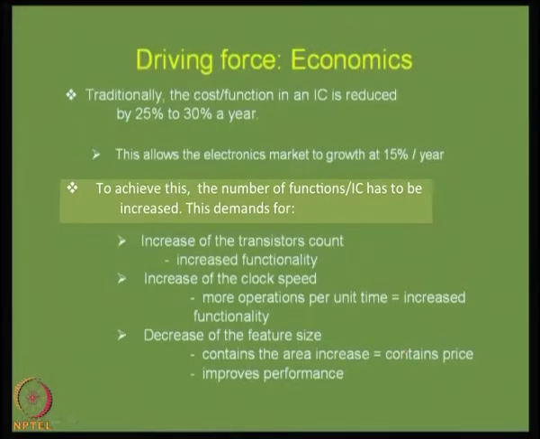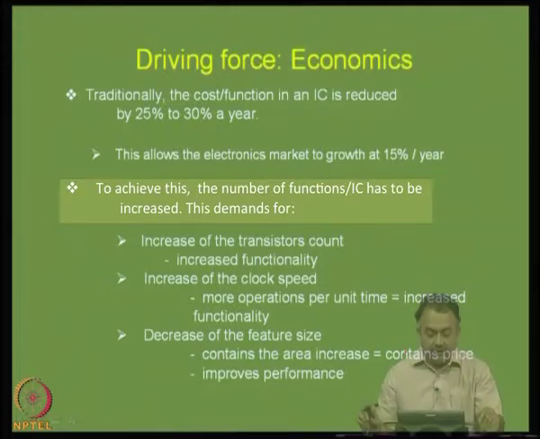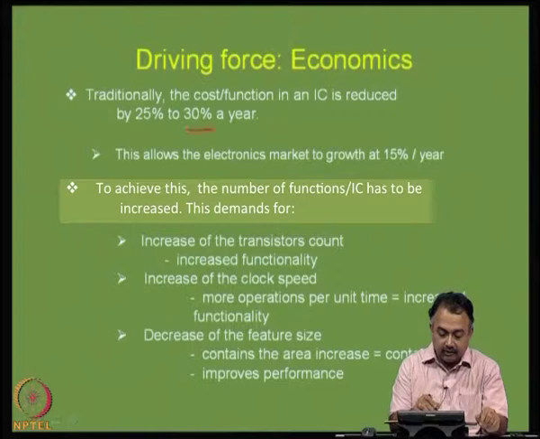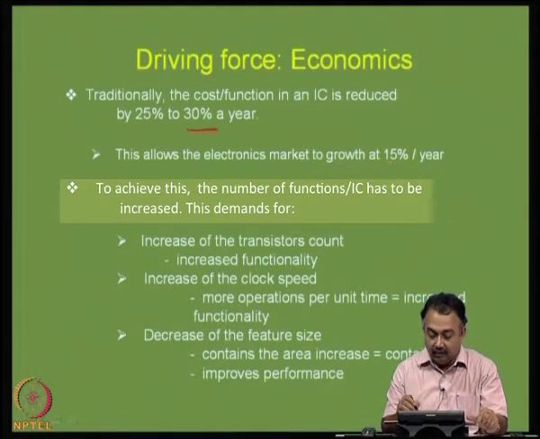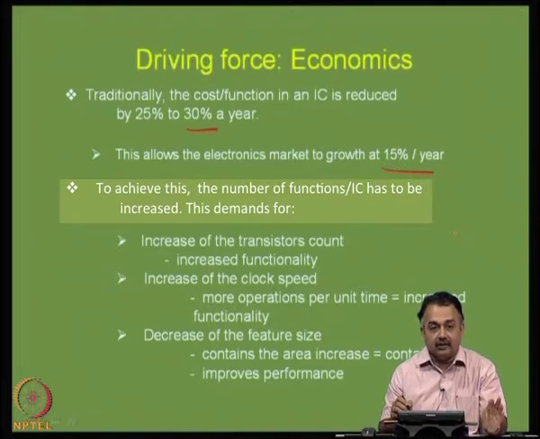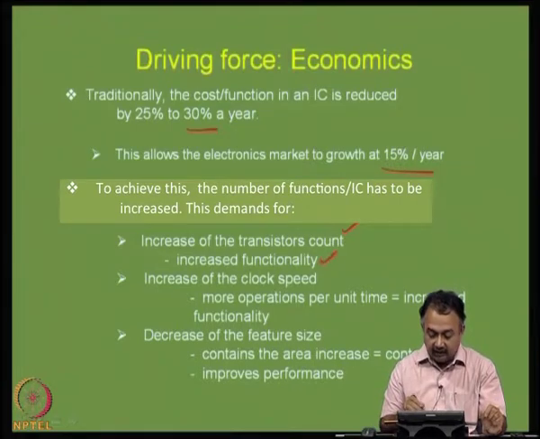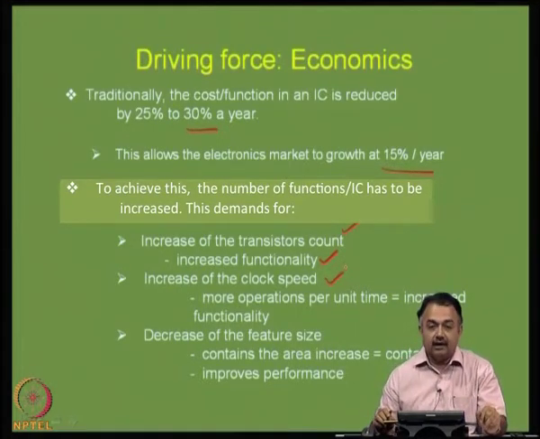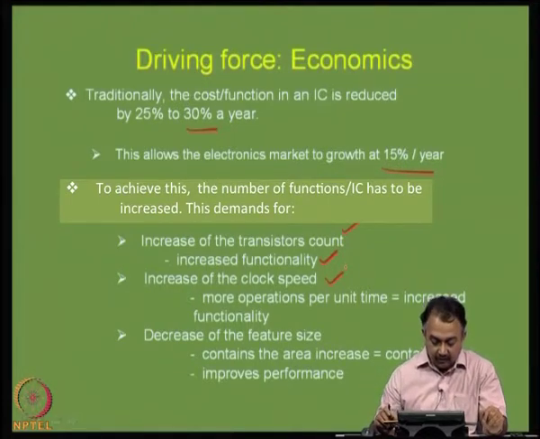Okay. So, the driving force or economics will be that the cost per function of an IC is reduced by up to 30% a year. This allows the growth in the market at 15% per year, which is required. To achieve this growth, the number of functions per IC has to be increased. It cannot be stagnant. So, this demands increase in the transistor count, which the designers are doing, and they have to build it with increased functionality. Increase in the clock speed, which means more operations per unit time and which is indicative of increased functionality. Decrease in the feature size, it contains the area increase, it contains the price rise and it improves the performance. So, all of these are well interrelated.